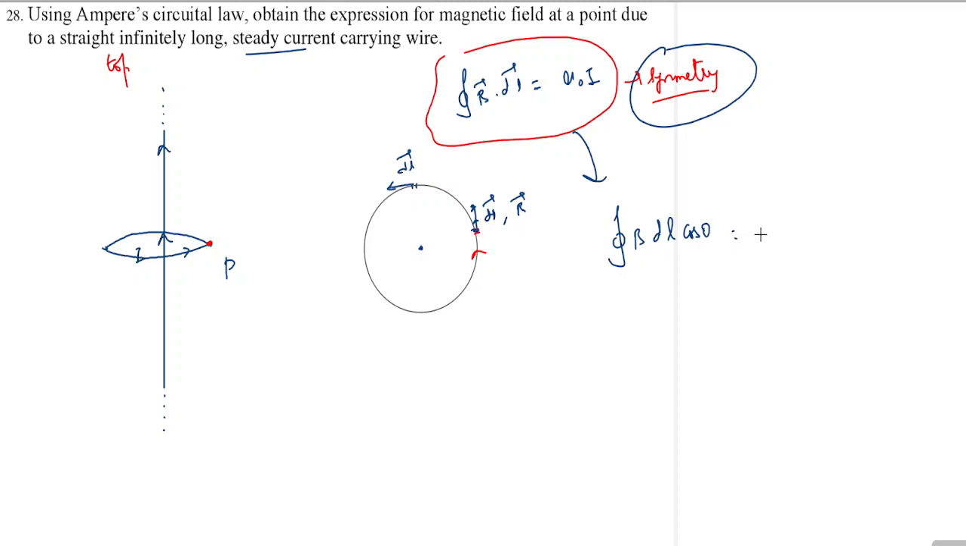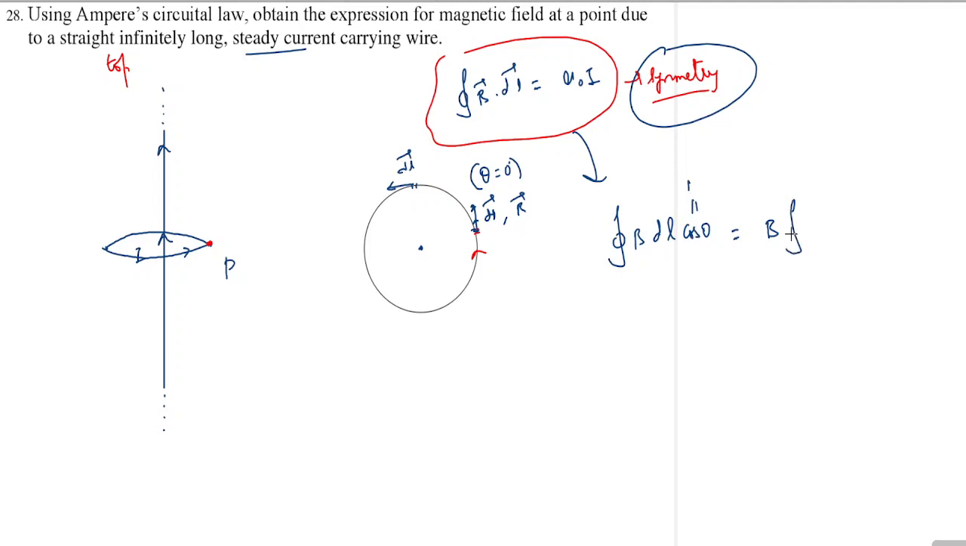That is equal to, here B comes out of the integral sign because B is a constant. For every point on this loop, B is constant. So B comes out, and also here theta is equal to 0 degrees. Theta is the angle between dl and B. Since theta is equal to 0 degrees, cos 0 is equal to 1. So even this becomes equal to 1.